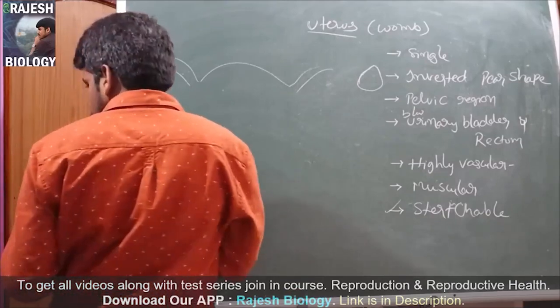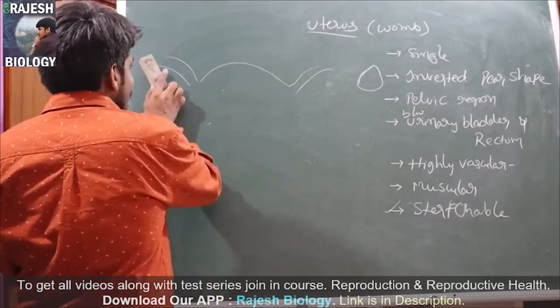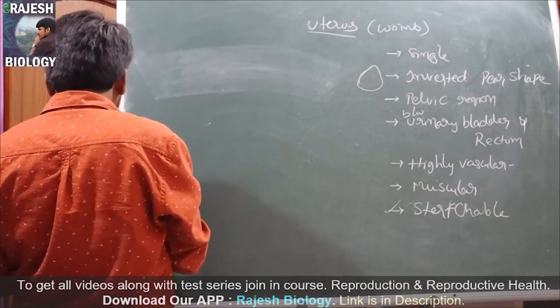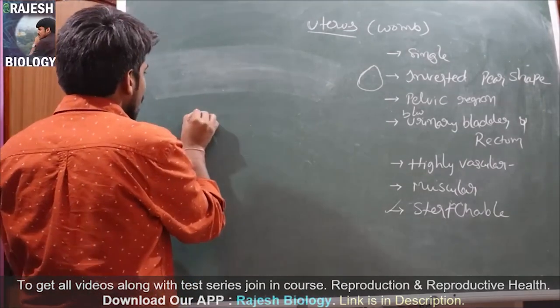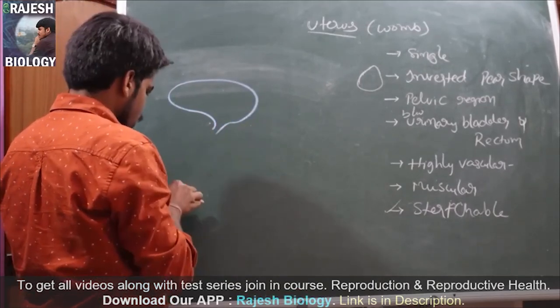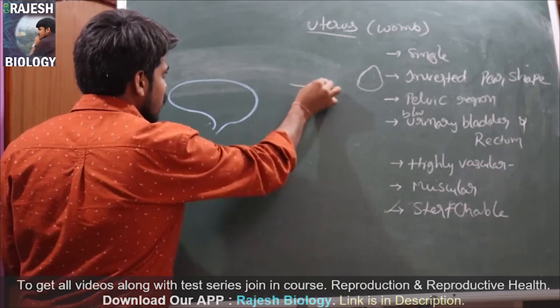So first we will discuss where the uterus is exactly located. It is present between the urinary bladder and the rectum. Imagine this is the urinary bladder, and this is the rectum.